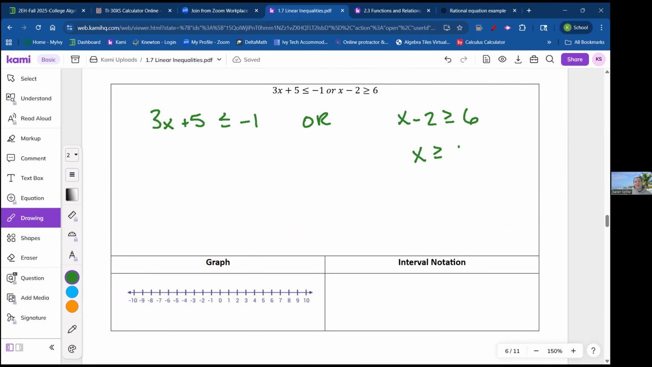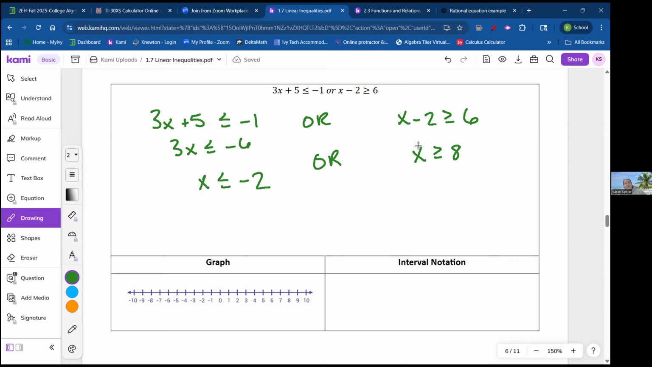X is greater than or equal to 8, right? 6 plus 2 is 8. Or, right? I'm going to subtract 5. 3x is less than or equal to -6. Divide by 3, x is less than or equal to -2.